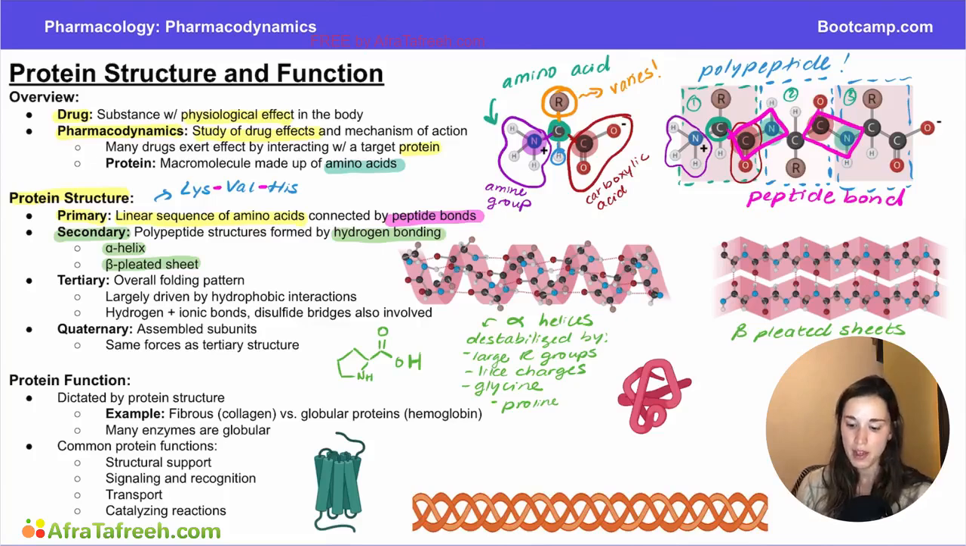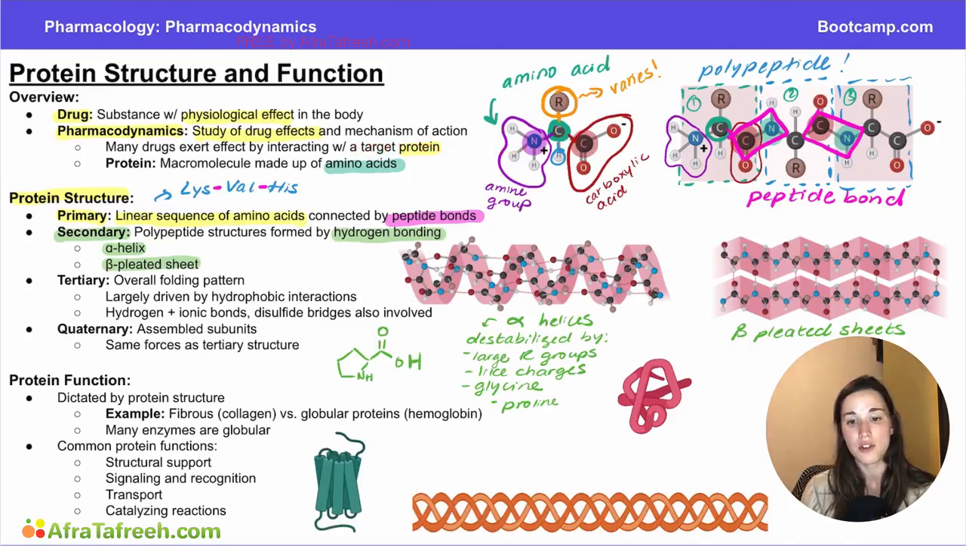alpha helix. So if you have a primary protein structure that contains either large R groups, like charges next to each other, glycine or proline, an alpha helix is going to be destabilized, and you're either going to get a beta-pleated sheet or a stretch of unstructured protein.